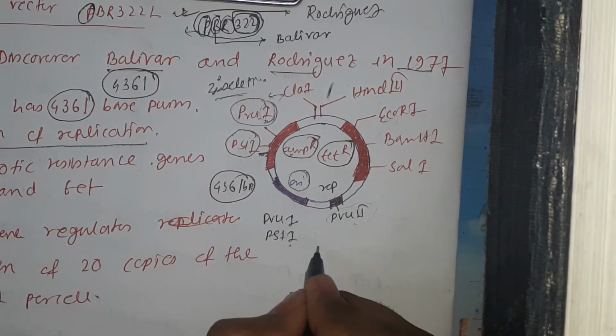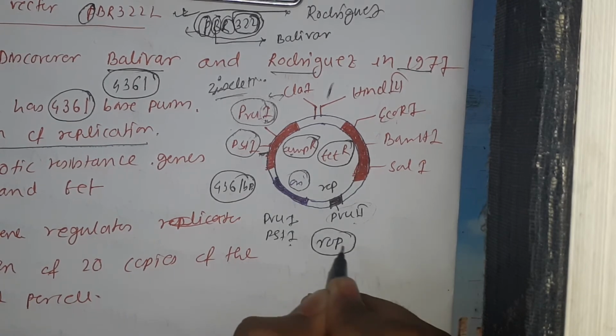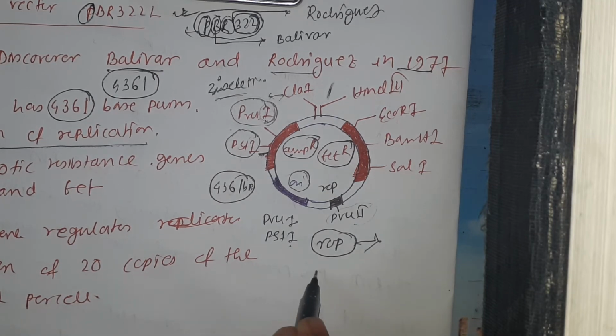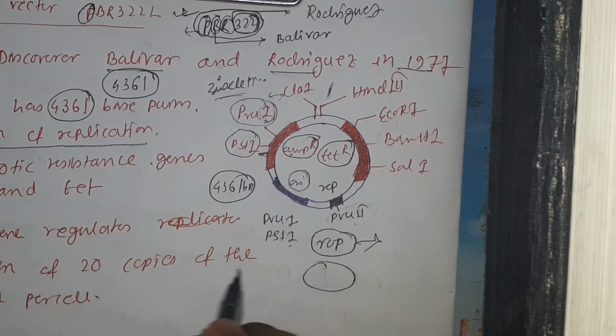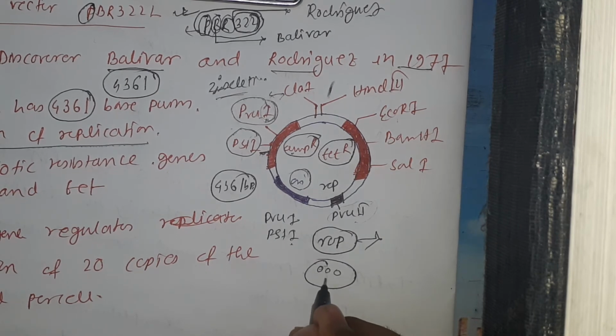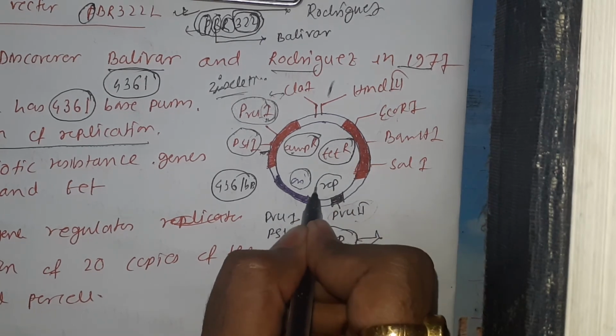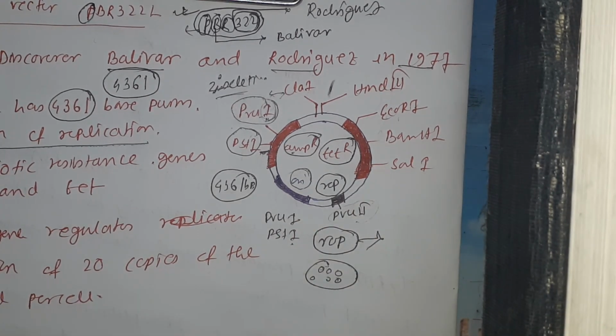And one important thing is, what is the function of the rop gene here? The rop gene simply regulates the replication of the plasmid to 20 copies per cell. That means in a particular cell only 20 copies of pBR322 will be present due to the presence of that rop gene. So that's all about pBR322.